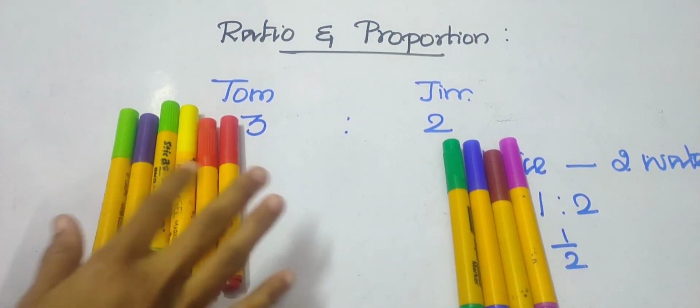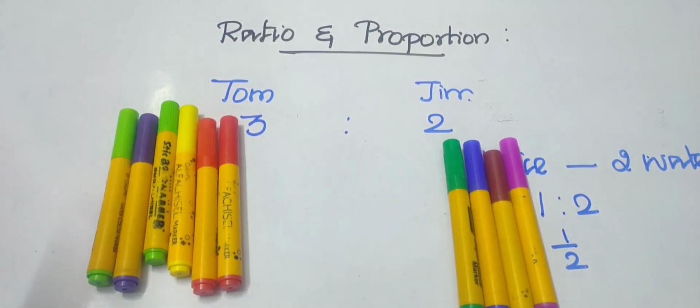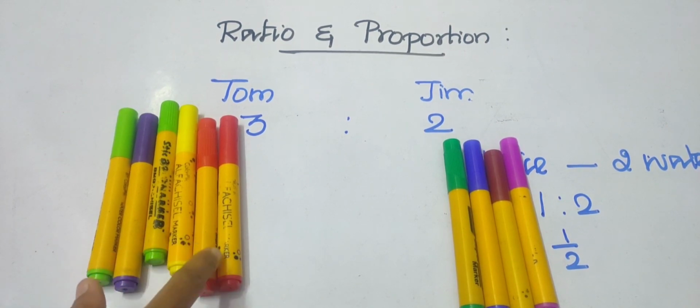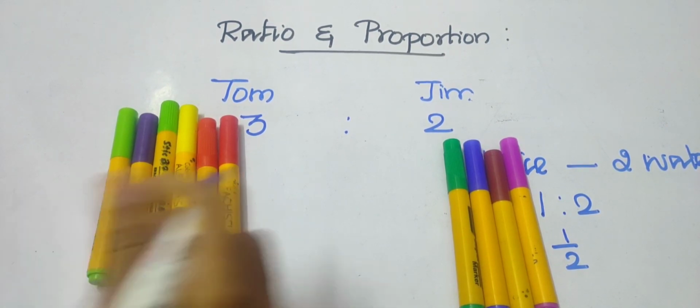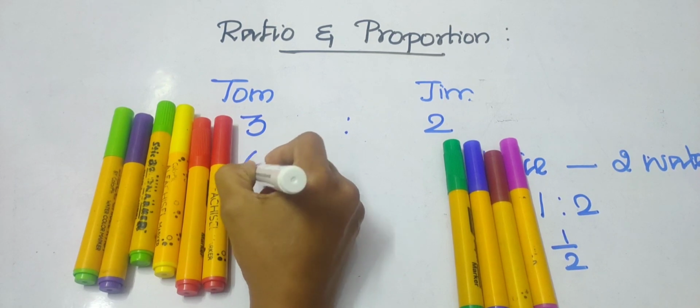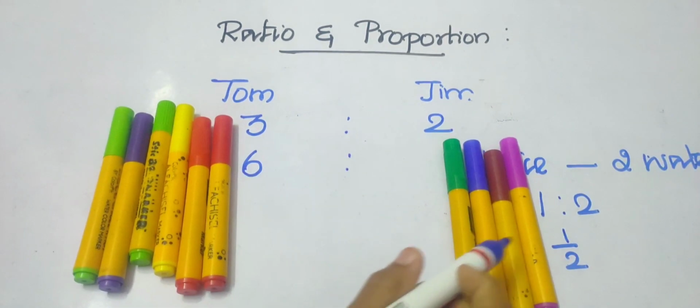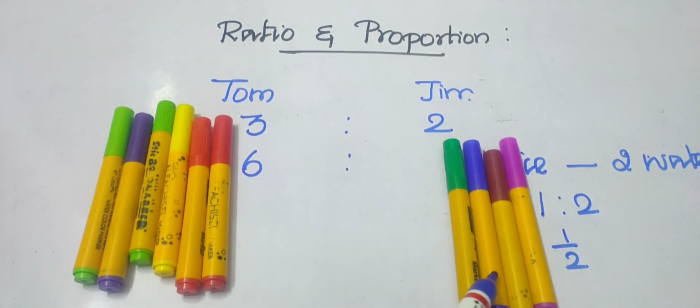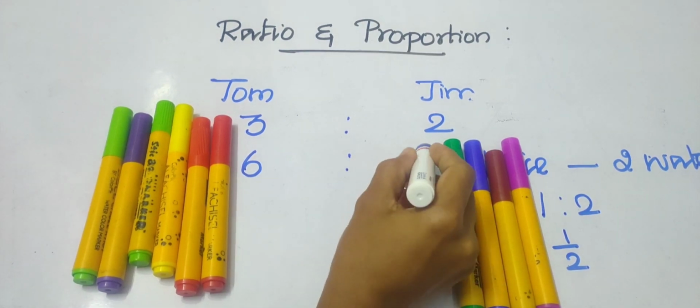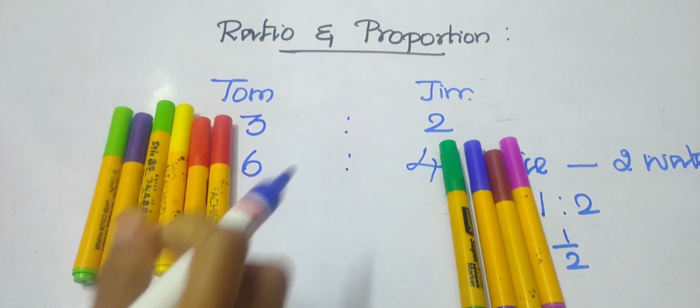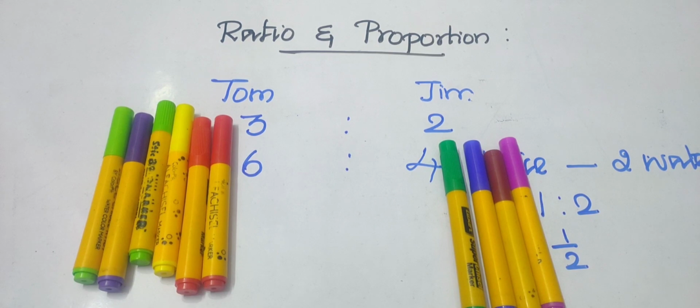Now how many markers is Tom having? 1, 2, 3, 4, 5, 6. So totally 6 markers, and Jim has 1, 2, 3, 4 markers. So we can write it as 6:4.